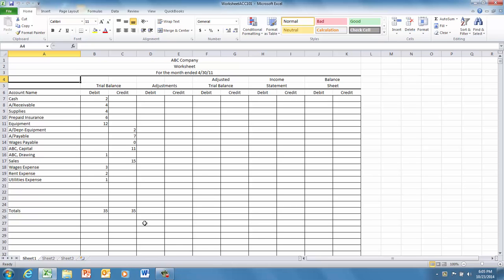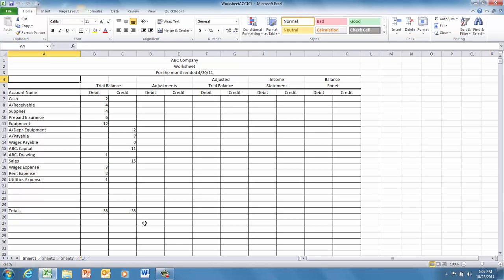On the left I have all of my accounts that have a balance in the general ledger, and they're listed along with their balances in the first two columns, which is the trial balance column. And of course that has to balance before I can move on with the rest of the worksheet. And here they balance at $35 on each, the debit and the credit columns. So now I can go forward with doing my adjustments.